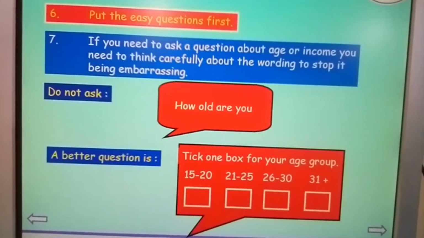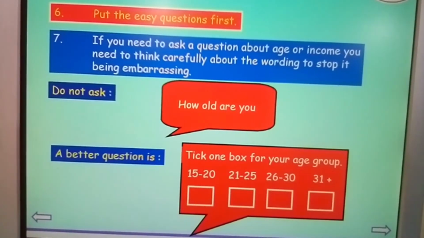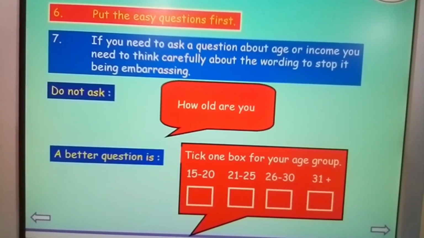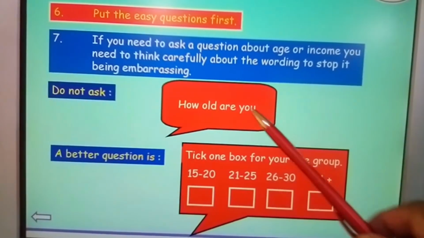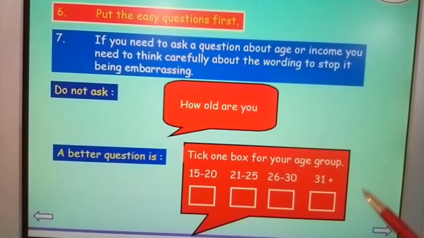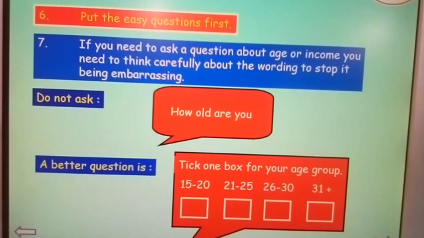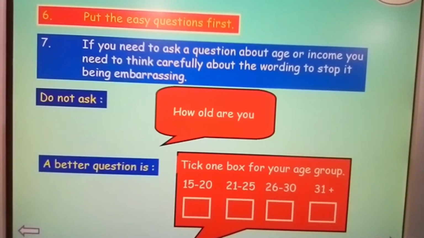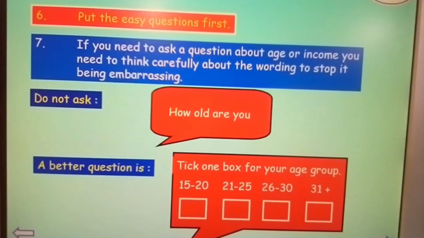Data collection checklist continues. Put the easy questions first. If you need to ask questions about age or income, you need to think carefully about the wording to stop it being embarrassing. Do not ask, how old are you? A better question is, tick one box for your age group. Okay, so you can see here now we're giving them a choice, and the question is not embarrassing. It is quite clear. It allows them to answer quite comfortably.